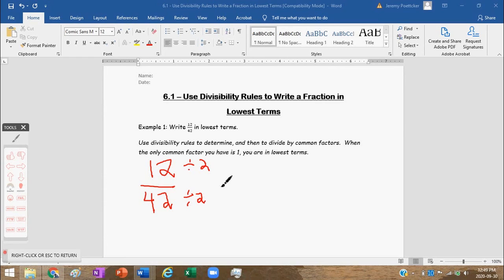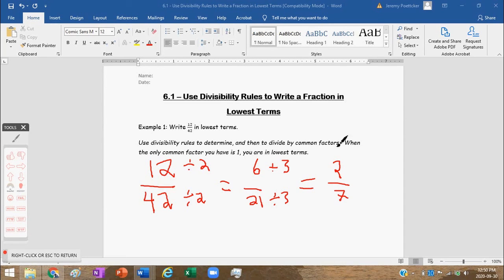Okay, so 12 divided by 2, hey, that's 6. 42 divided by 2, hey, that's 21. Okay, these are not both even, but 6 is divisible by 3. 2 plus 1, well, that's 3. That's also divisible by 3. Hey, I can divide these by 3. 6 divided by 3, that's 2. 21 divided by 3, oh, that's 7.